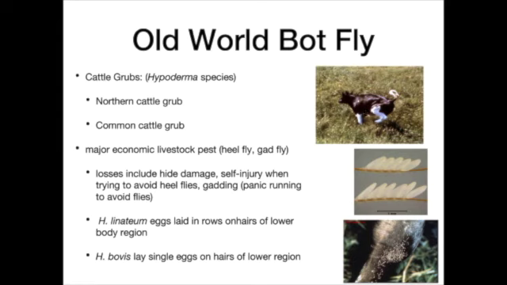Sometimes these cattle will be trying so hard to get away from these flies that they'll actually hurt themselves, pull a muscle or a tendon, break a leg, fall down, all kinds of stuff. Sometimes there's an expression in cattle called gadding. Gadding is when a calf or a cow is running around almost in a panic because they're trying to avoid these flies.